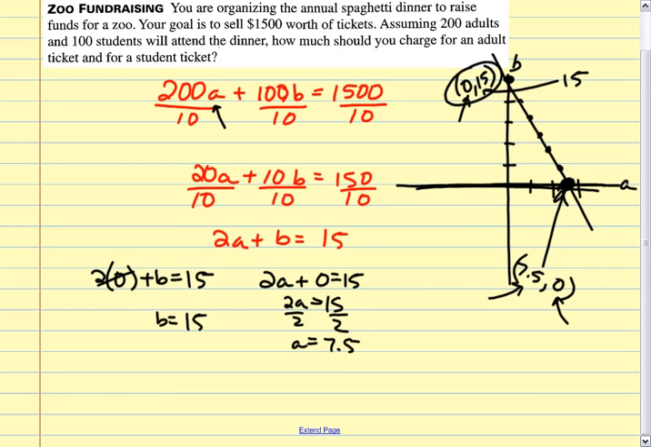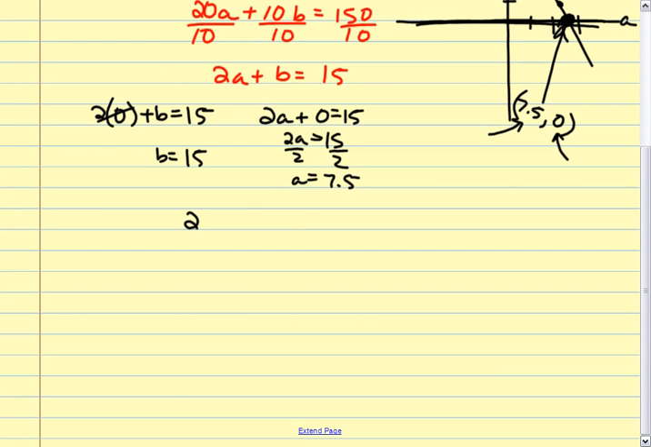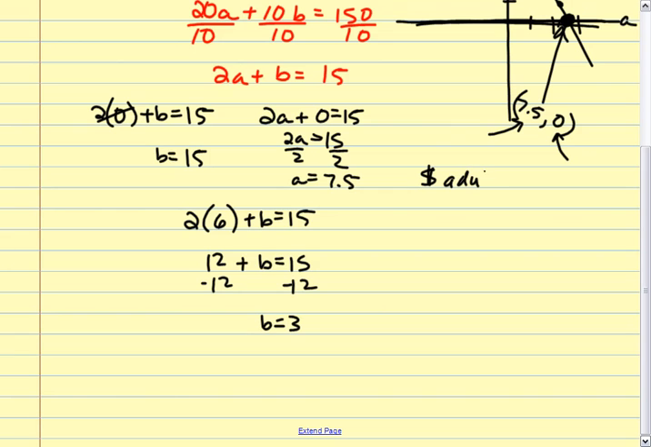I don't know. I'm going to try. Let's say we charge the adults $6. Let's just say that it's 2 times 6 plus B is equal to 15. Let's find out how much the kids would pay. 12 plus B is equal to 15. And then when we subtract 12 from both sides, I'm going to get B is equal to 3. Now that's more like it. $6 for adults and then $3 for students.